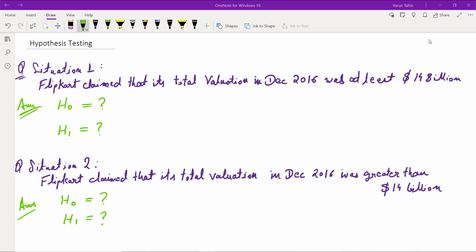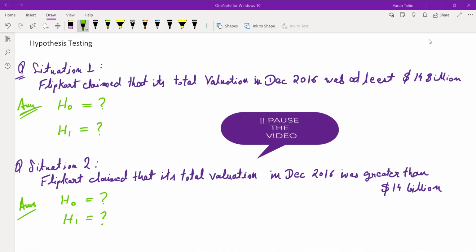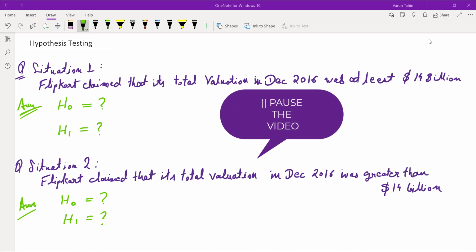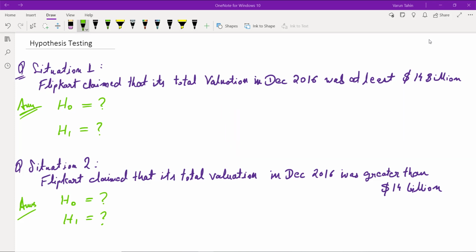Now to understand things better, I have created two situations. Can you guys identify what will be the alternate hypothesis and the null hypothesis in each of these situations? Just pause the video here and try to identify these. The first situation says Flipkart claimed that its total valuation in December 2016 was at least $14 billion. As we saw with the symbols previously, greater than or equal to, less than or equal to, and the equal symbol come in the null hypothesis, correct? So here, total valuation greater than or equal to $14 billion will become the null hypothesis, and the alternate hypothesis will be total valuation less than $14 billion.